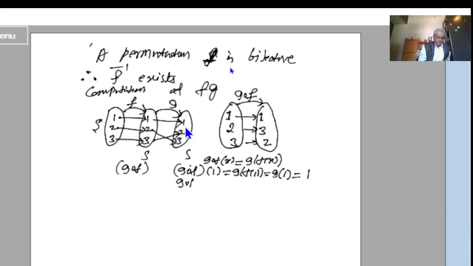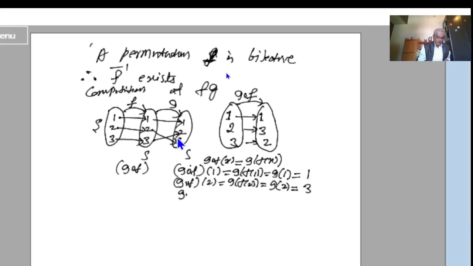Now what about this one? G composition F of 2 is equal to G of F of 2. What is F of 2? F of 2 is equal to 2 itself. And then what is G of 2? G of 2 is equal to 3. So this is equal to 3.